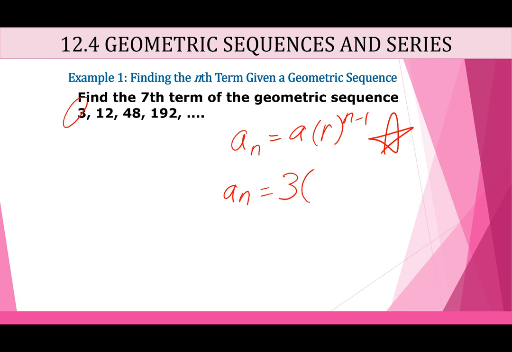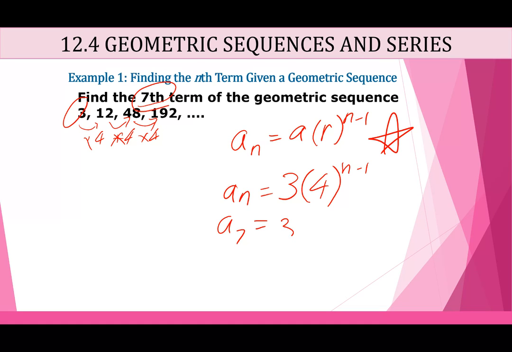And then r represents what we're multiplying by. So 3 to 12 is multiplied by 4. 12 to 48 is multiplying by 4. And 48 to 192 is multiplying by 4. So my r value is 4 because I'm multiplying by 4 every time. And then n minus 1. So if I'm looking for the 7th term, then I'm going to plug in the 7 for n. So my 7th term is 3 times 4 to the 7 minus 1 power, which is the same thing as 3 times 4 to the 6th power.